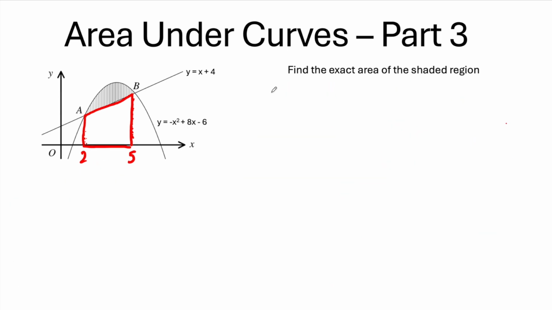So, we know that the area of any trapezium is equal to the average of the lengths of the two parallel sides, so in this case this line and this line. So it's the average of those two lines, let's just call them line 1 and line 2. So the average of those two times by the perpendicular height. Here we know that the perpendicular height is 3 because it's 5 minus 2, the two x coordinates.